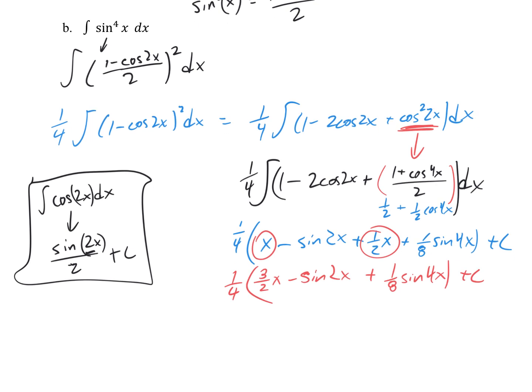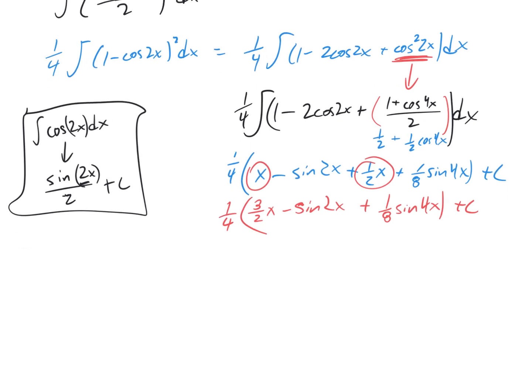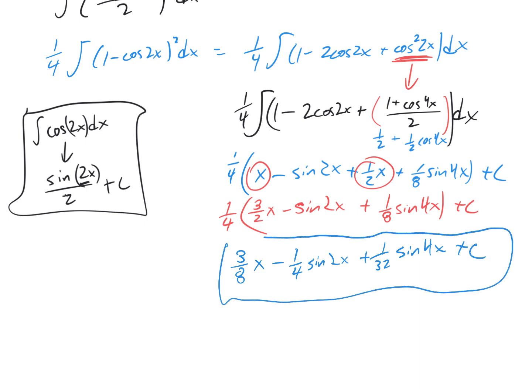Okay, again, you could work this out. You don't have to do this step, but I'll go ahead and do it for the sake of a complete answer. 3/8 x minus 1/4 sine 2x plus 1/32 sine 4x plus c. And there is our final answer to this integral.